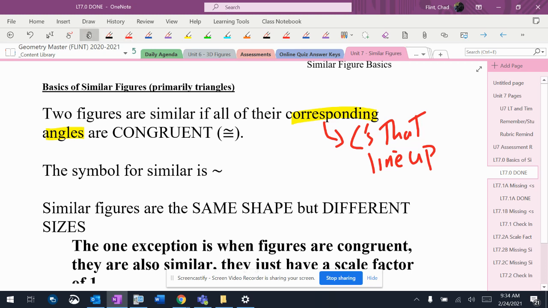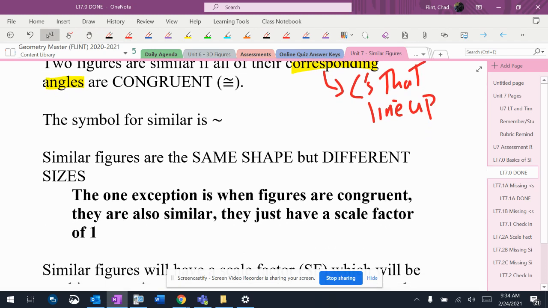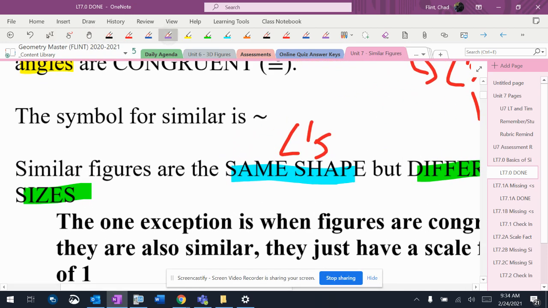All right, so if you look down here a little bit more, it says similar figures are the same shape. That's the angles, but different sizes. That's the size. We're going to talk a little bit more about what that means in just a second. So the angles have to be the same. The sides do not.